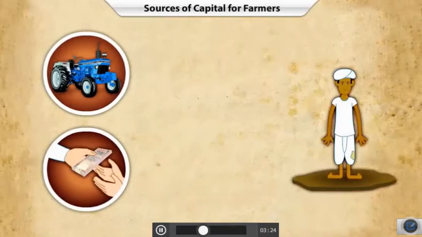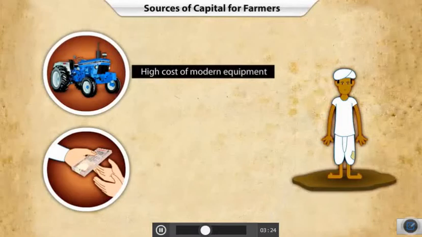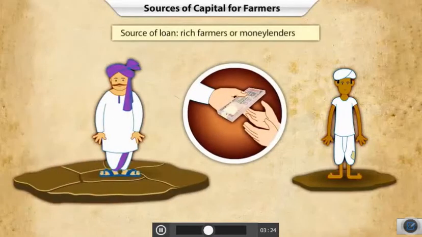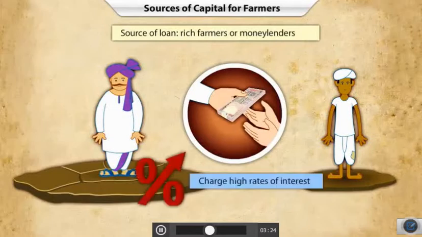However, the plight of small farmers is quite different. The money required for buying the modern means of farming is quite high. He needs to borrow money to buy these things. For this, he is dependent on the rich farmers or moneylenders who charge a very high rate of interest.